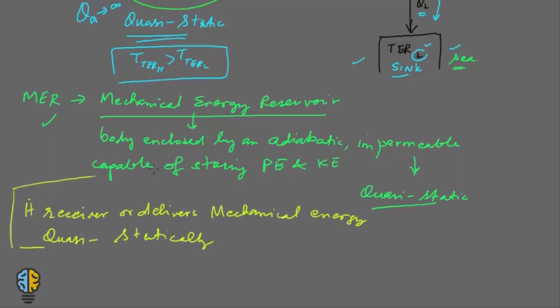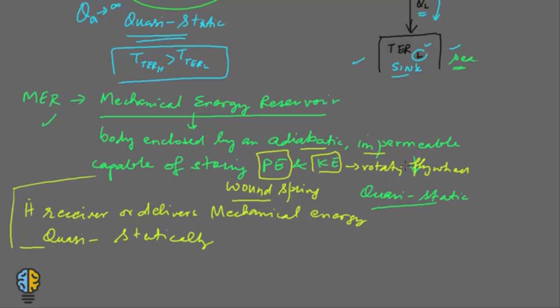Now some typical examples of an MER: if you have an MER which is storing potential energy, then it would be a wound spring. When you wind a spring, it stores potential energy, and if you enclose it in an adiabatic impermeable case, it is called an MER. The example for an MER storing kinetic energy is the rotating flywheel. So you have a rotating flywheel. Alright, so these are two examples of an MER.